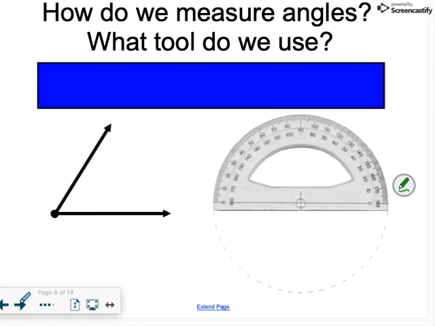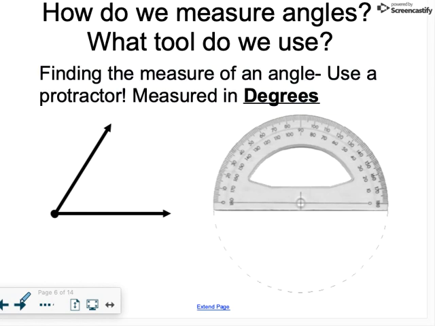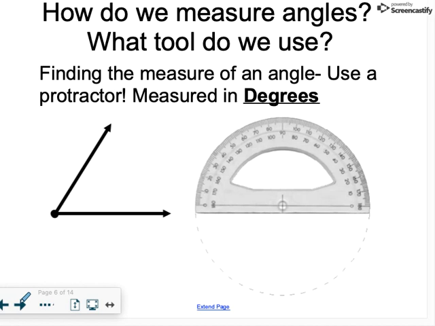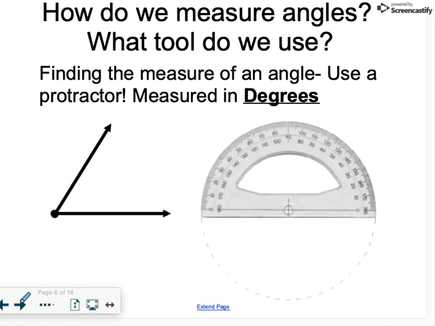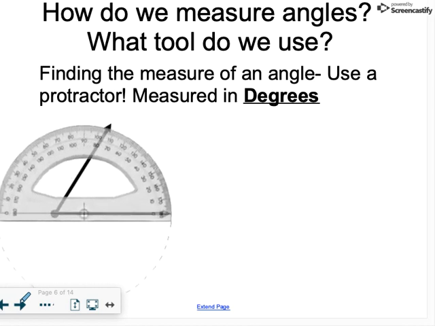So now, how do we measure angles? This is the key thing we're going to be talking about in this class. We use a tool called a protractor. And that's what this is right here. To find the measure of an angle, use a protractor, and it measures it in degrees.